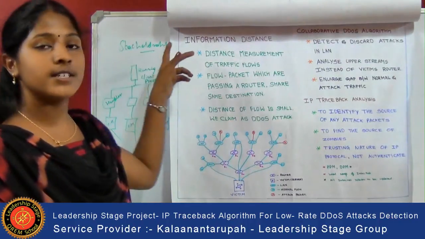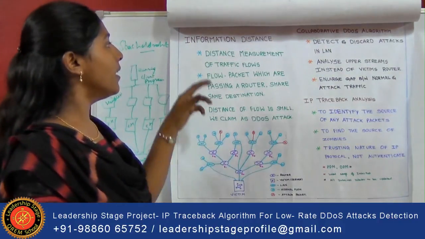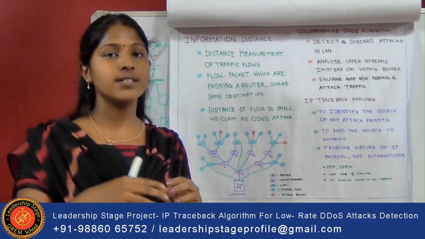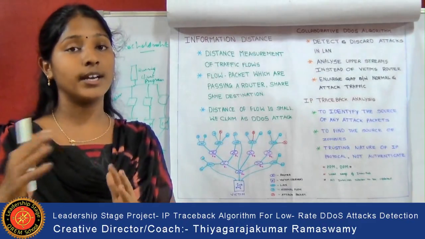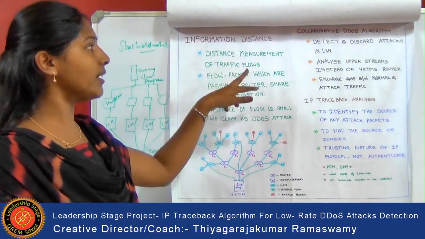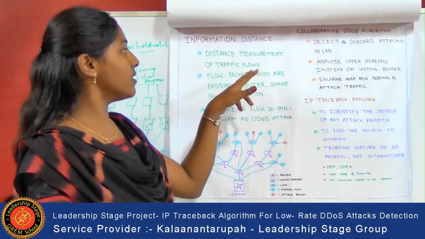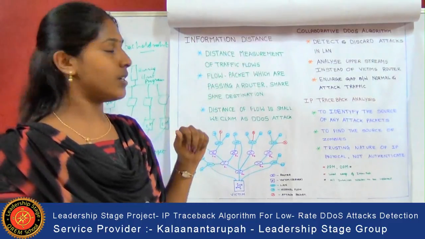Then the information distance metric is the second module. Here, as I said, distance measurement is done between the normal flow and the abnormal flow, between the traffic flows. Based on the distance measurement, we are calculating the information distance.